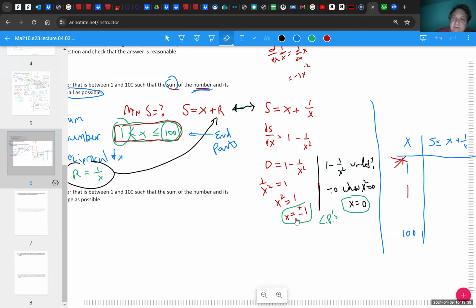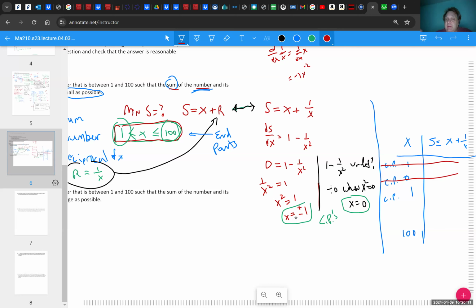Maybe I'll just make some more space here. It'll be a little easier to explain. So here's my 1 to 100. Those are my endpoints. I have a critical point at -1, a critical point at 0, and a critical point at 1. We know that these are impossible because the directions say the number has to be between 1 and 100. So even if those were smaller sums, we're not allowed to use them. It turns out that this critical point of 1 is also an endpoint, which is fine.